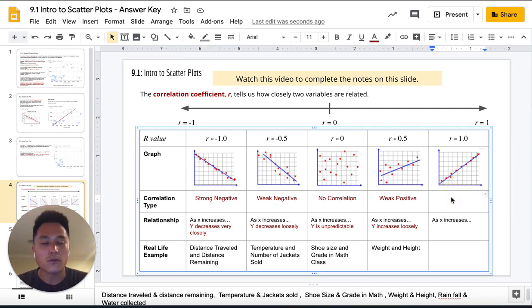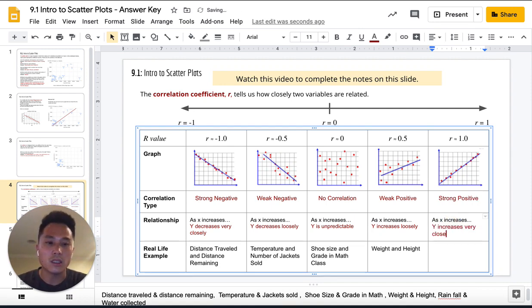Last type is if R is very close to 1 or exactly 1, we're going to have a positive line, and all the points are going to be very, very close to that line. So the correlation type here is to say strong positive. And as x increases, y increases very closely. An example of this is rainfall and water collected. If you're collecting water, the more that it rains, the more water you're going to have. And those two things are very exactly related to each other. And that's why they would be right on a positive line like that.